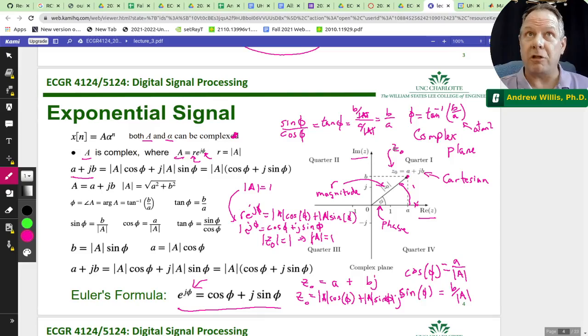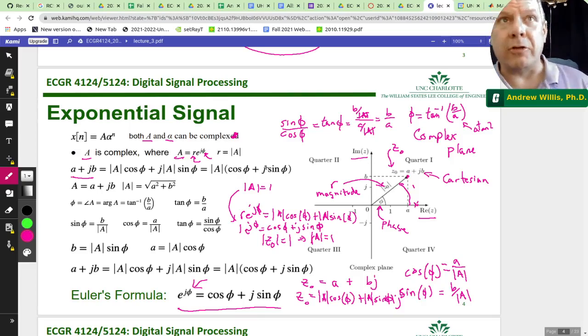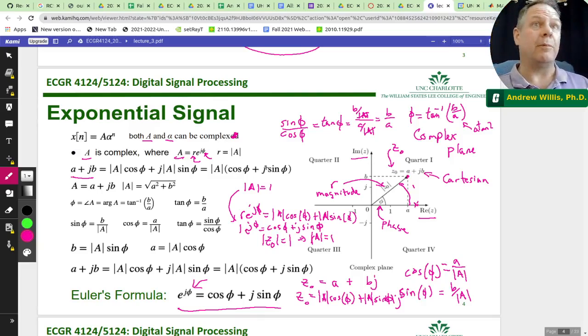Are there any questions about complex number theory or Euler's formula? All right, I'm glad to hear that everyone's confident with their complex number theory. That means we should also be able to add, subtract, multiply, divide complex numbers, and convert them between one representation and the other, polar to Cartesian, Cartesian to polar, and so forth.